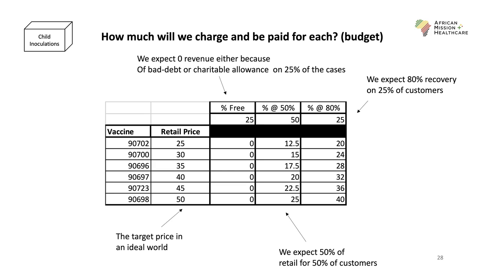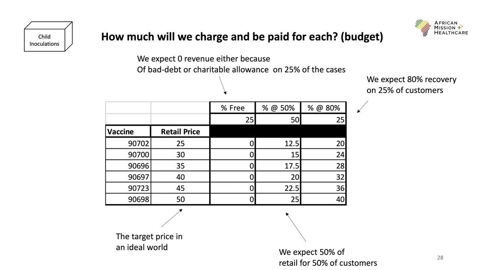So the next question is, how much will we charge and be paid for each? Now, sometimes people think this is a fairly simple exercise, but there's a fair amount of strategy behind it. And as you'll see, the first column that I have next to each vaccine is a retail price. Now, a retail price is sort of like a sticker price. It's kind of what we would hope to recover in an ideal world. And we often discount from the retail price, but the retail price for people who can afford it is what we want to be able to charge them.